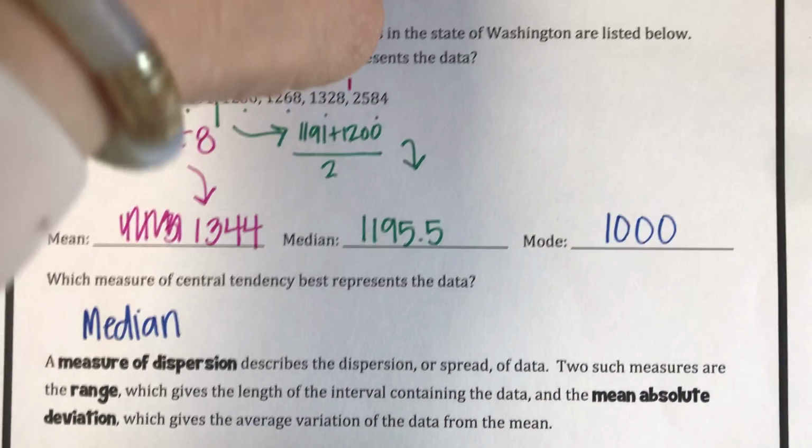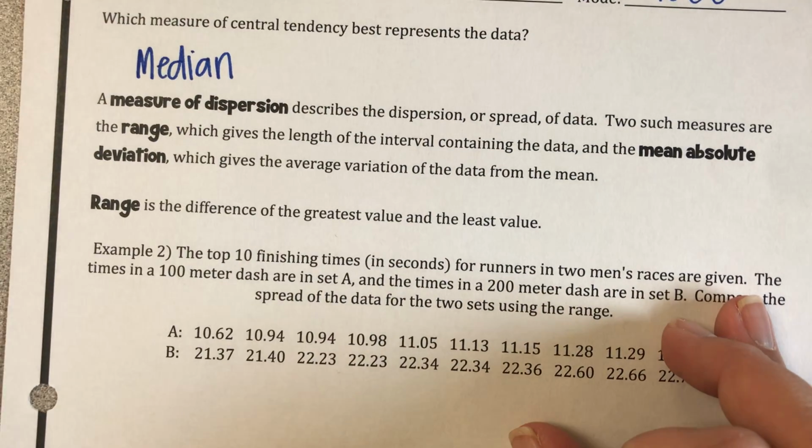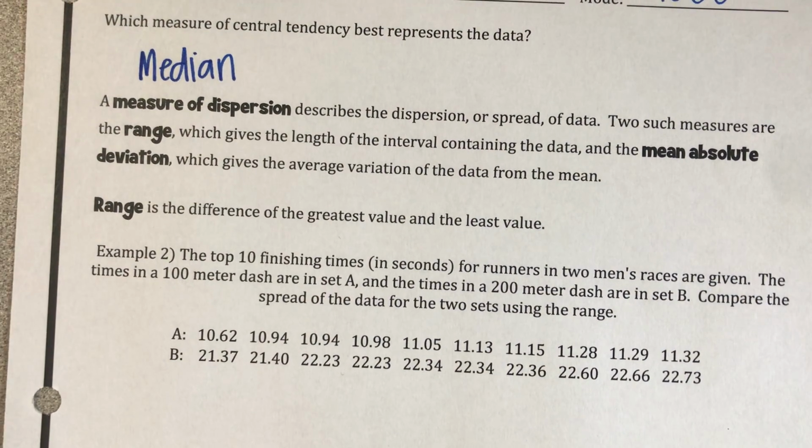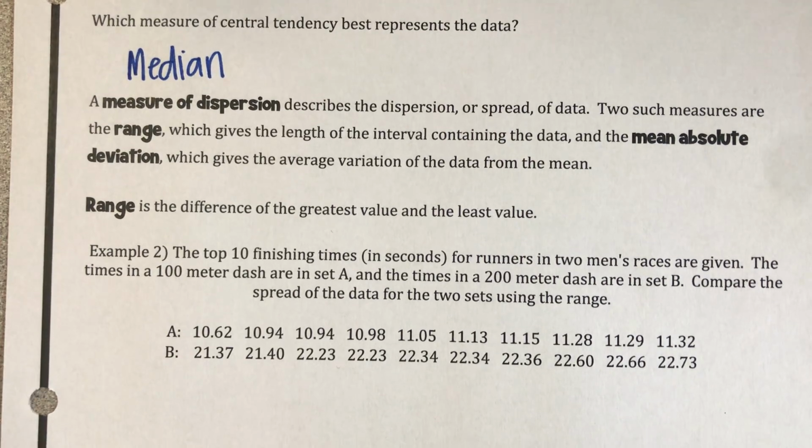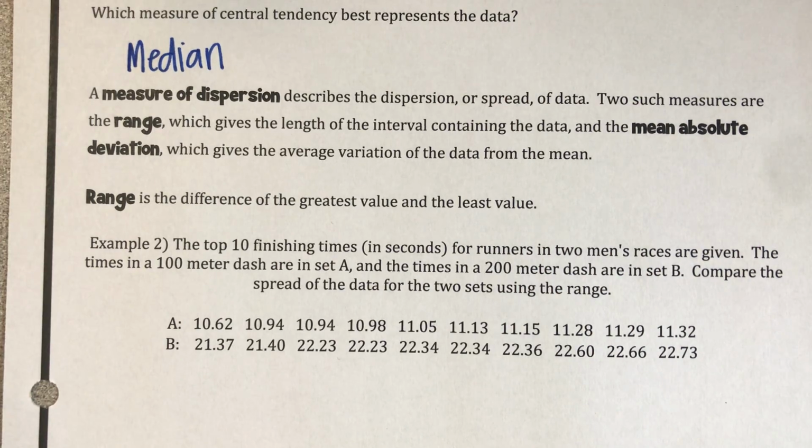Okay, the next thing we're going to talk about is dispersion. And a measure of dispersion describes the dispersion or the spread of the data. 2 such measures are called the range, which gives the length of the interval containing the data, and then something that's called the mean absolute deviation, which gives the average variation of the data from the mean.